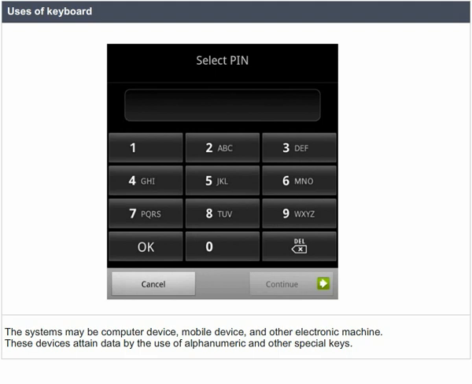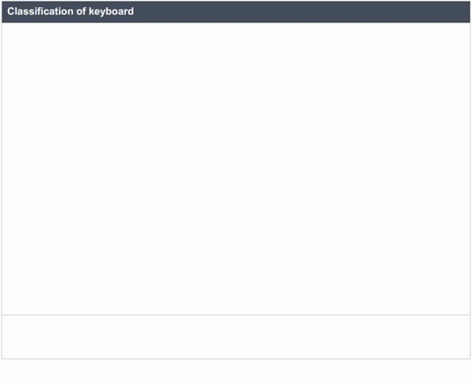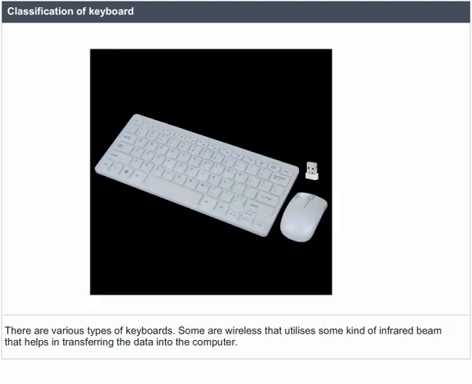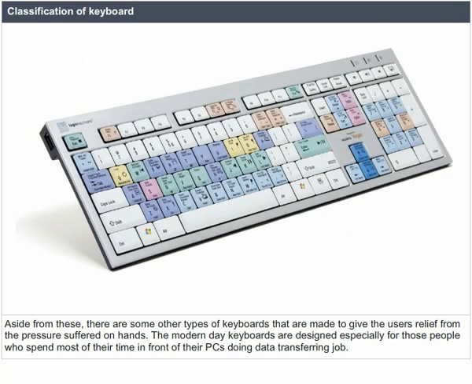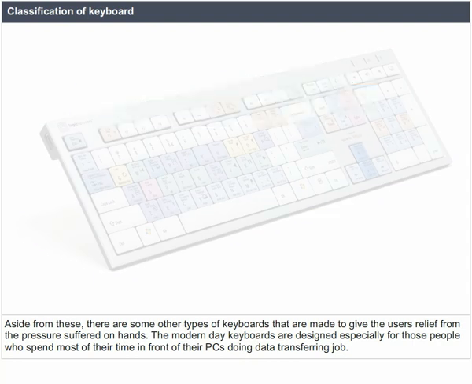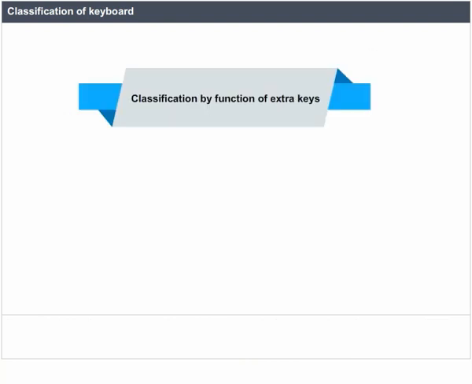Classification of keyboard. There are various types of keyboard. Some are wireless that utilize some kind of infrared beam that helps in transferring the data into the computer. Aside from these, there are some other types of keyboard that are made to give the users relief from the pressure suffered on hands. The modern-day keyboards are designed specifically for those people who spend most of the time in front of the PCs doing data transferring job. Classification by function of extra keys, classification by key switches, classification by size.